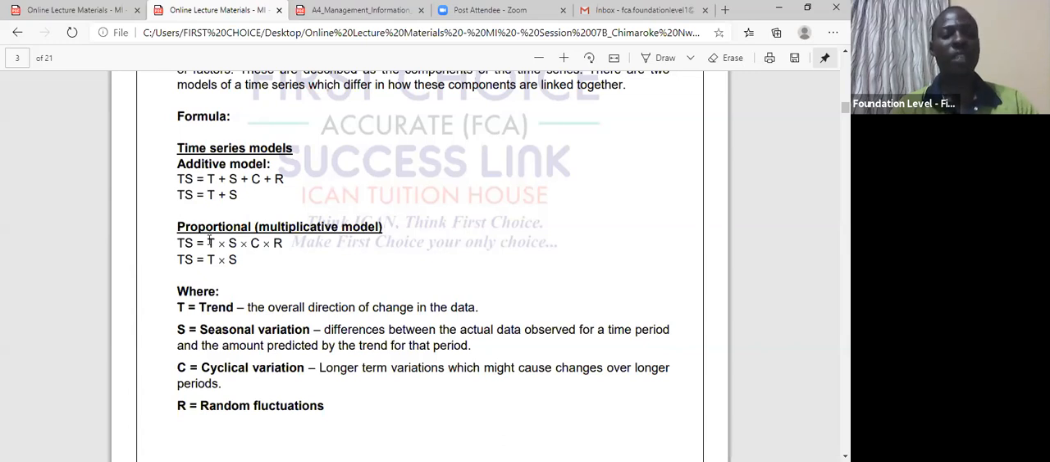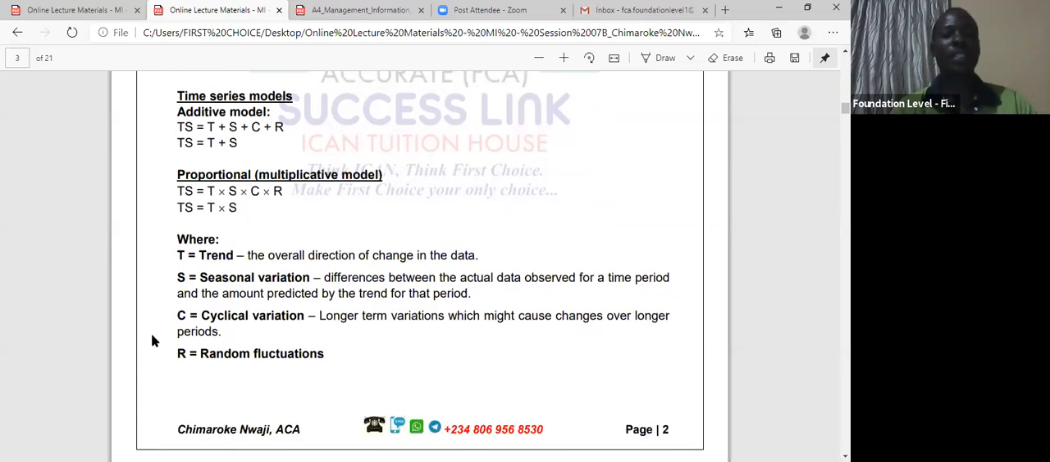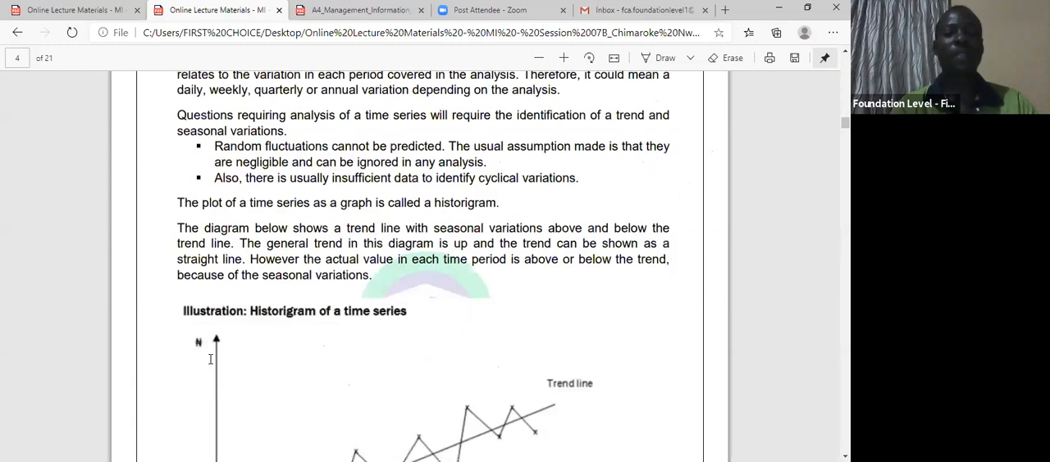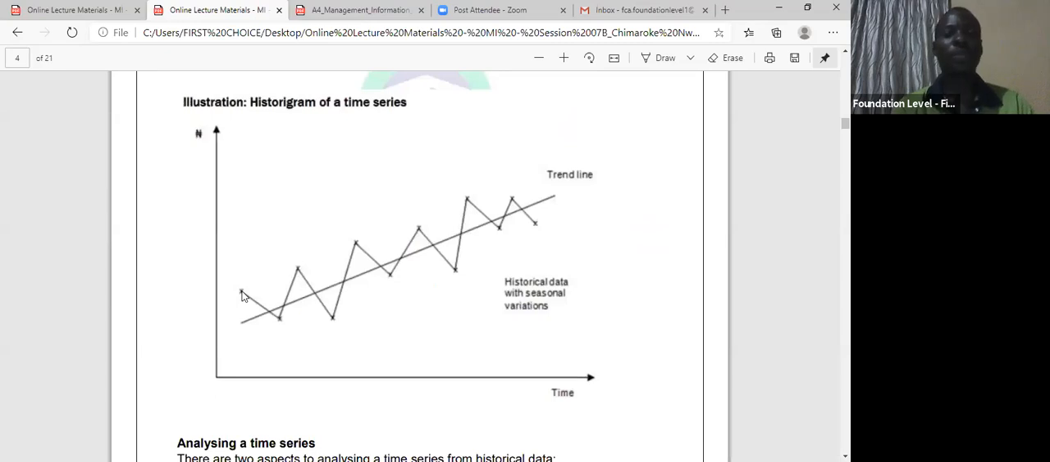Then look at the proportion here. The proportional or multiplicative model, we have TS equal to T multiplied by S. We also explained why the C and the R are not in use. Now we looked at the histogram of time series. So look at the scatter diagram, and this line is the best line of fit that goes through the scatter diagram.